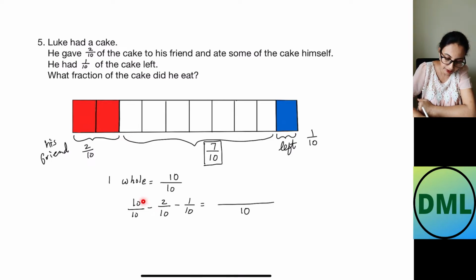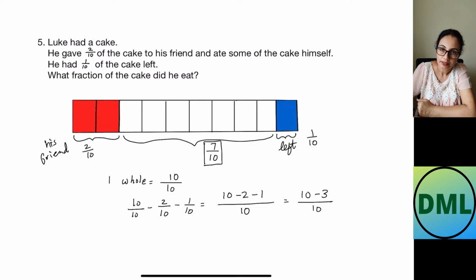I need to subtract my numerator. Let's write it 10 minus 2 minus 1. Minus 2 minus 1 are with the same sign, that must be added. 2 plus 1, 3. Let's write it. 10 minus 3 divided by 10. 10 minus 3 how much? 7, right? Let's write it 7 by 10. This shows that out of 10 parts, 7 parts he ate by himself. That will be my answer.